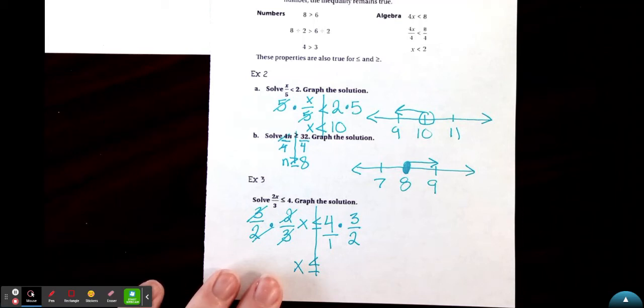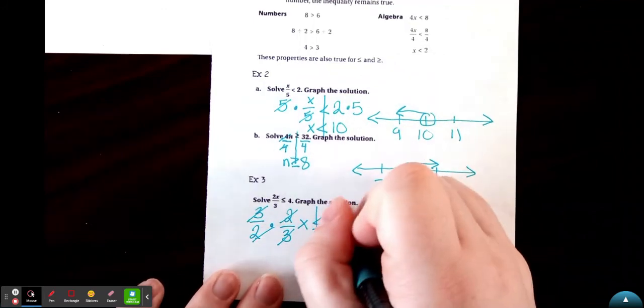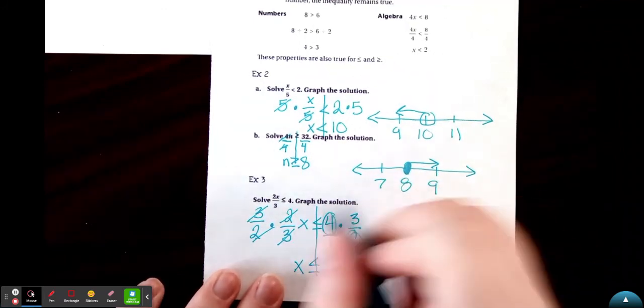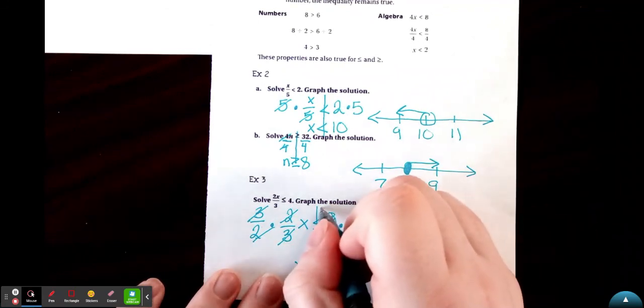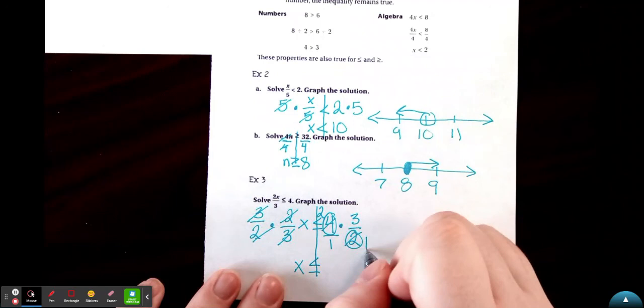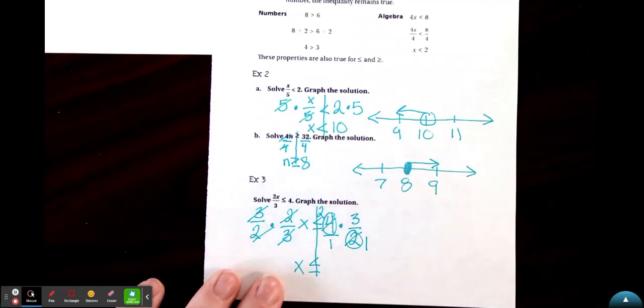Okay. All right, so 4 and 2. These two can both be divided by 2. 4 divided by 2 is 2. 2 divided by 2 is 1. Can I cross cancel 3 and 1? No. All right, what's 2 times 3? What is 1 times 1? So 6/1, which is just 6. So x is less than or equal to 6.